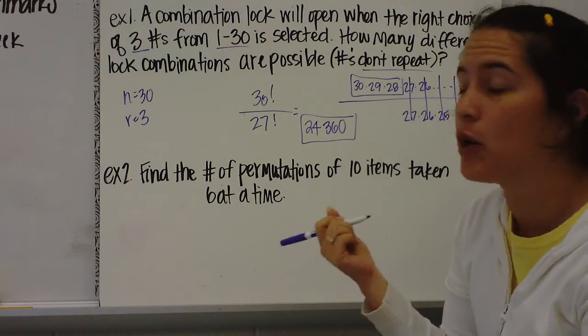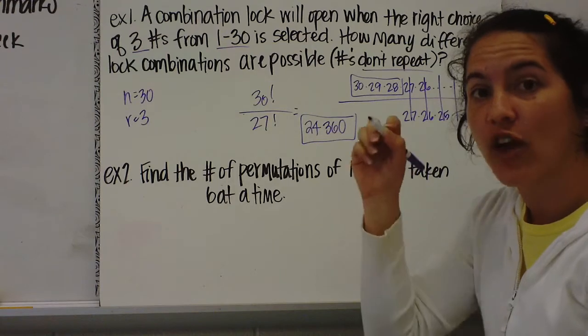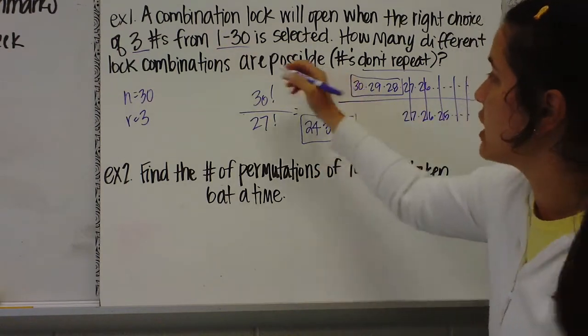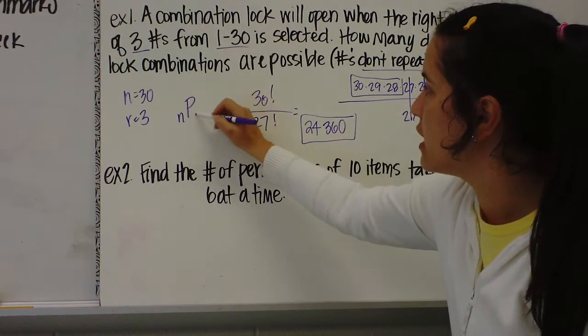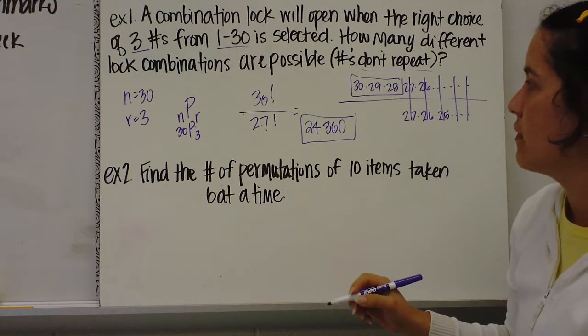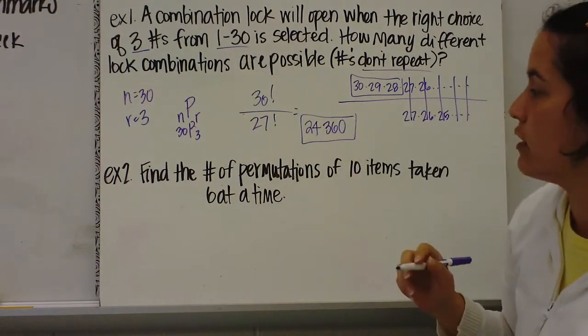Now, I forgot to say, this is a permutation because the order is important. You have to go in a specific order for a lock combination. I'm sorry, I forgot to say this. So this is nPr, so 30P3. And I will show you how to do a factorial on your calculator if you don't know what it is.